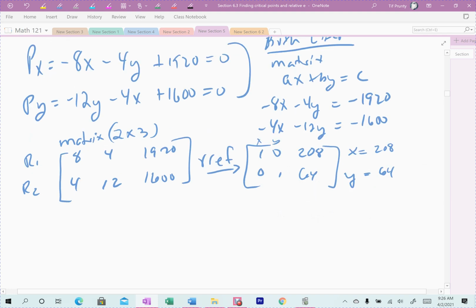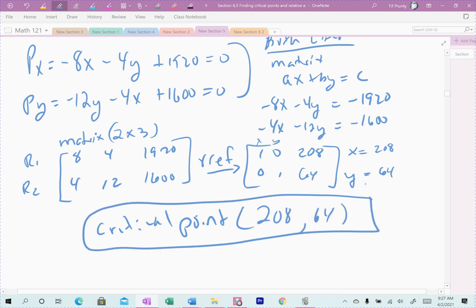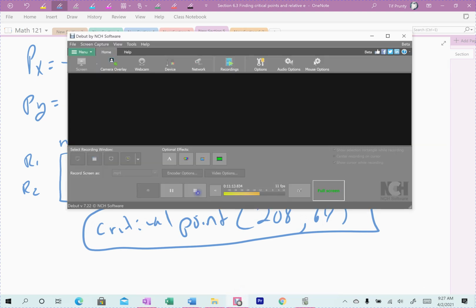If you solved it by substitution, you should get exactly the same thing, and you can always solve it by substitution. If you don't want to use the matrix method, you don't have to. And so we get one critical value, one critical point. X was 208, y was 64. Alright, and those were the three methods. Alright, we'll stop there and pick it up in the next video.